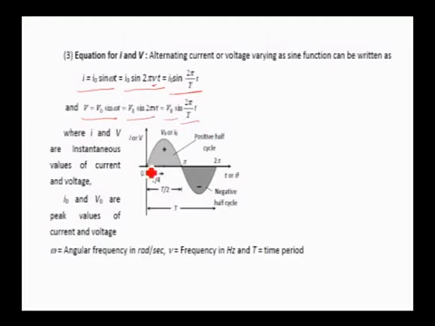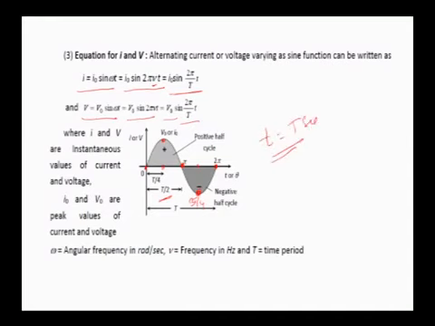Just look at the graph here. Current or voltage will be 0 when time is 0. It will reach maximum when the time is T by 4. It will become 0 again when the time is T by 2. It will become negative maximum at time 3T by 4, and it completes one variation in a time equal to T seconds.